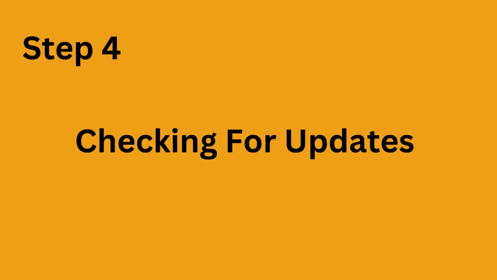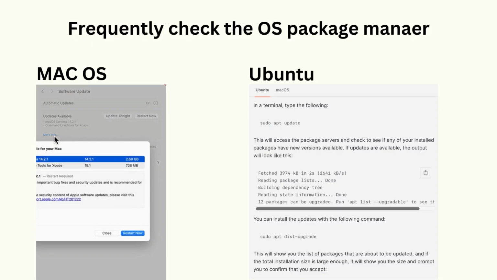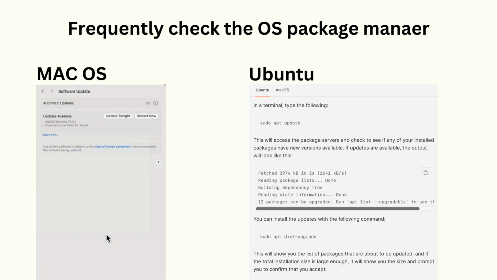Our last step will be checking for updates. It's very important and the responsibility of the node operator to make sure that they have an updated system and updated security patches. Frequently check the operating system package manager. Now, for my Mac, I'll need to go into my system settings and update my software.